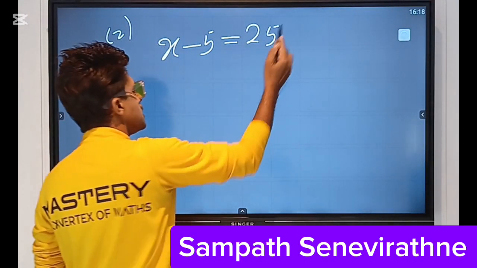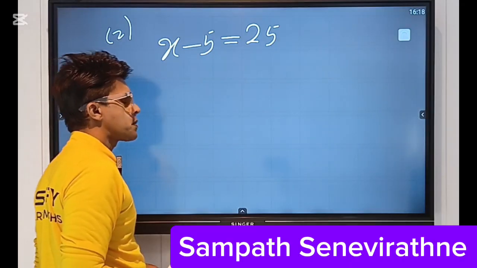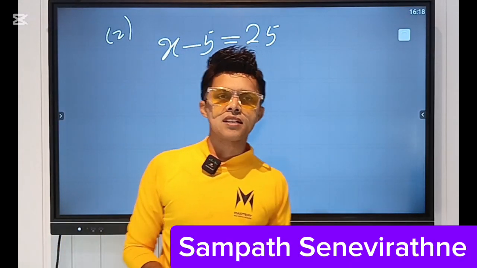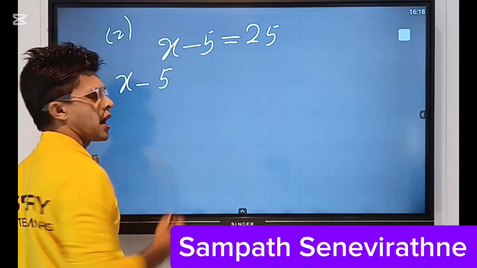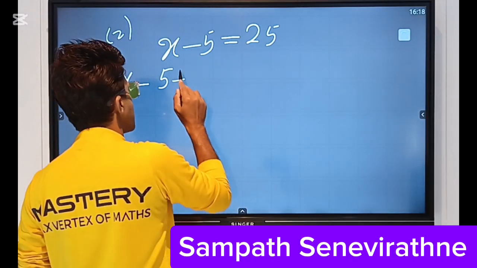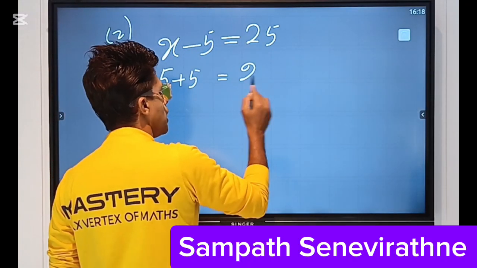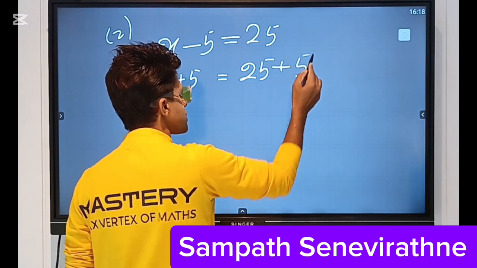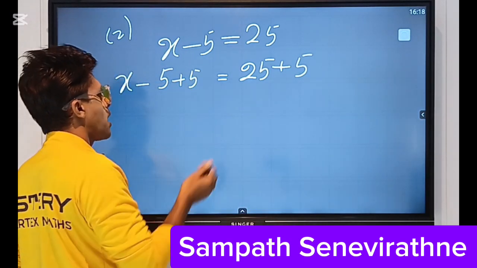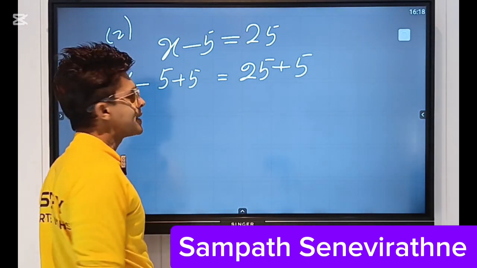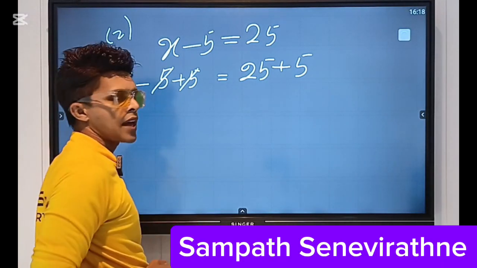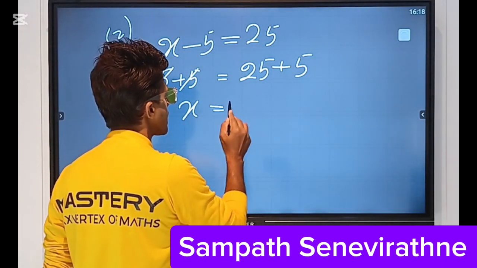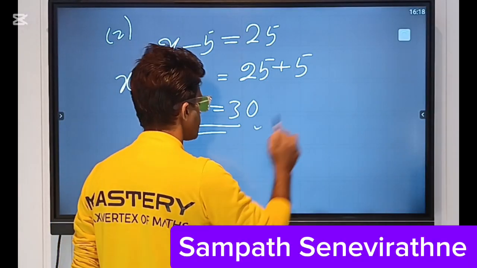So the second question, x minus 5 equals 25. Generally, when it comes to the previous question, it was subtracted. Here minus 5, therefore it's added, plus 5 to both sides. The reason is here minus 5, then the opposite value is taken to add. So minus 5 and plus 5 can be cancelled out. x can be taken as 30.